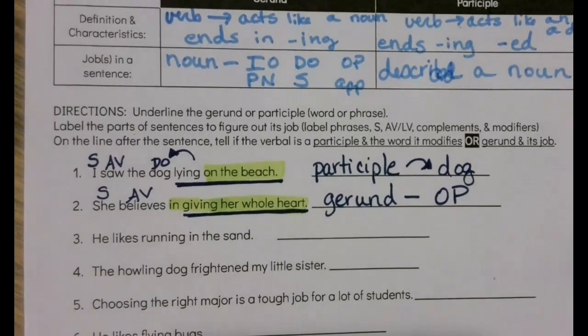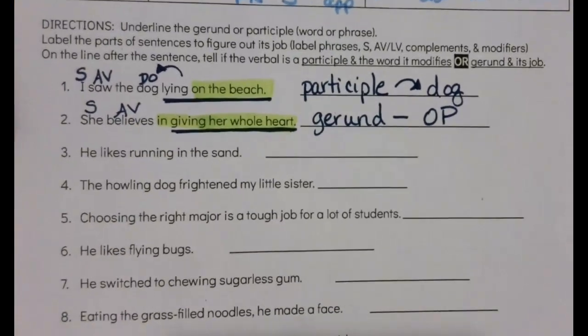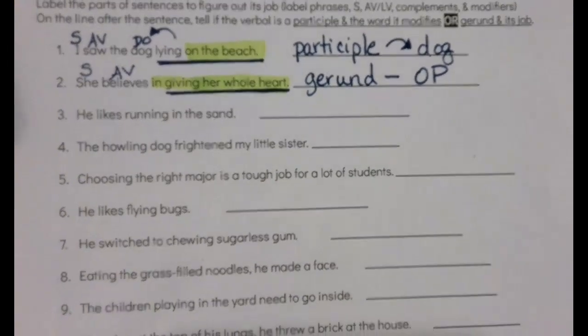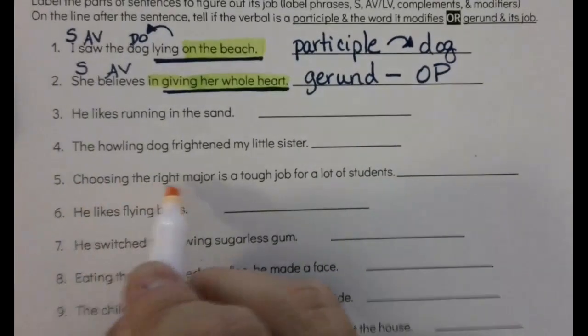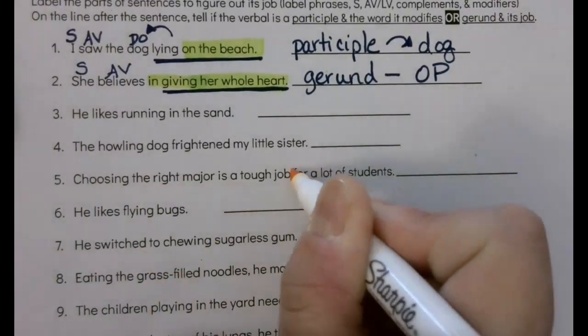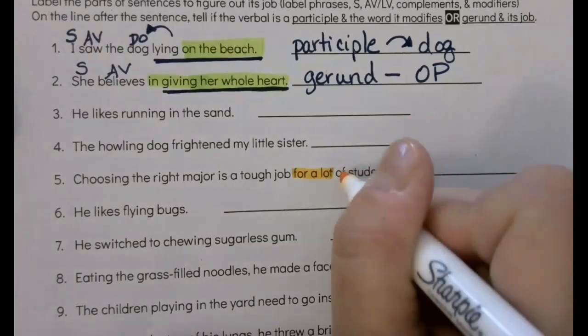So we did 1 and 2 together, so I'm going to do, I think another class did 3 and 4. I'll do 5 and 6. It says, choosing the right major is a tough job for a lot of students. So my first task would be to go through and find phrases. So I see for a lot, and I see of students.